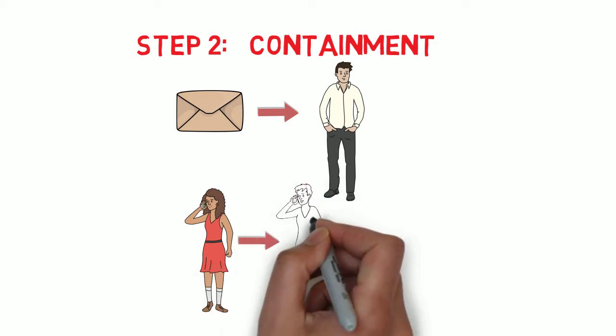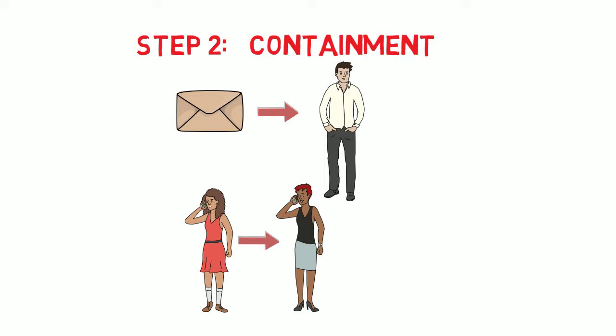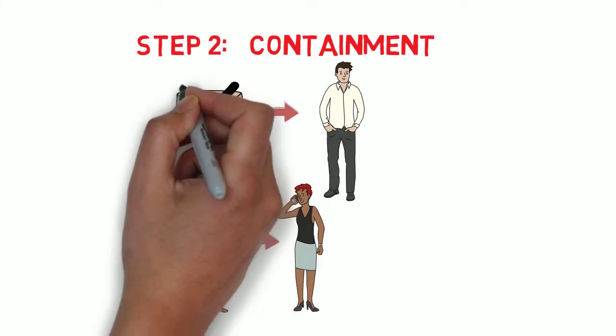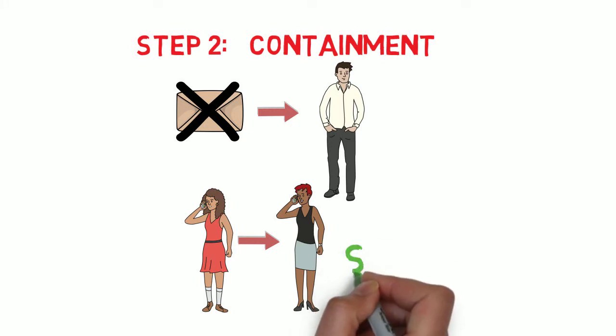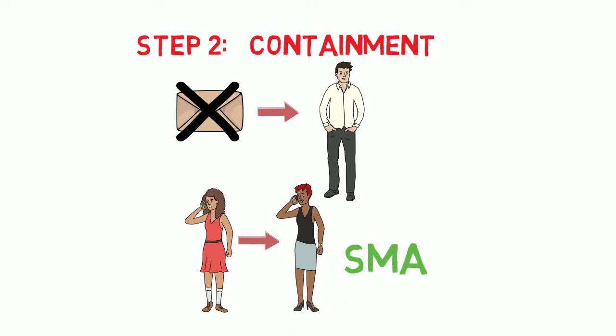The sender can attempt a recall if there are other recipients. Delete the message from your inbox, deleted items folder, and cell phone mailbox. Submit an SMA to purge the email from servers and mailboxes.